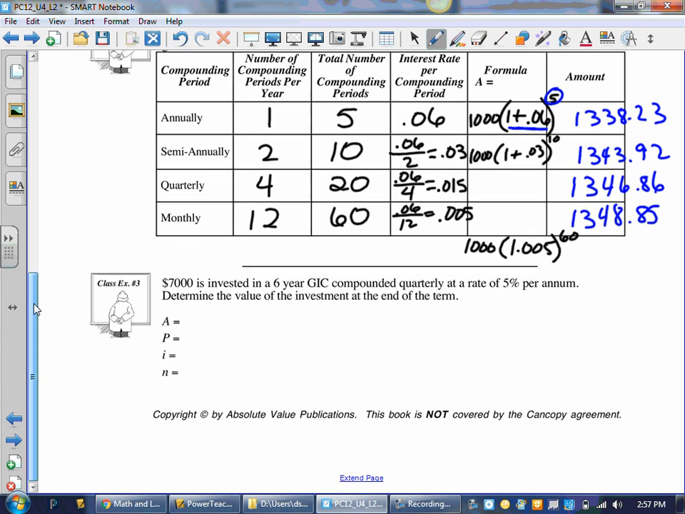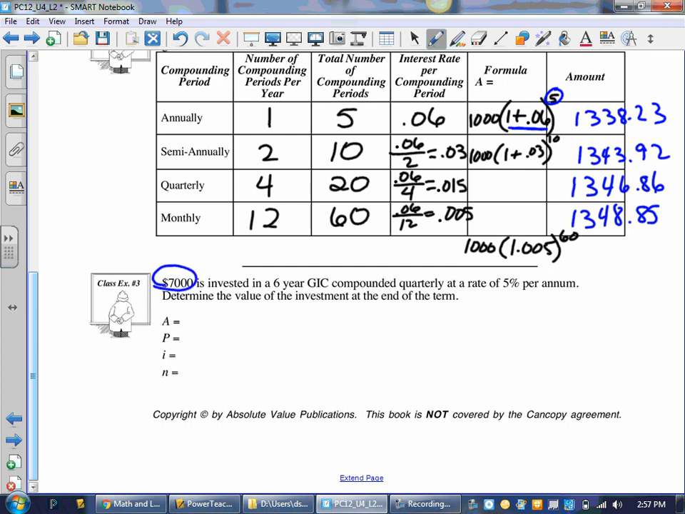Okay, let's do some examples. $7,000 is invested in a 6-year GIC compounded quarterly at a rate of 5%. GIC stands for Guaranteed Investment Certificate. That means the bank will guarantee you your interest. 5% is very high right now, you would come close to getting that guaranteed, but that's okay, we can do the question. To determine the value of the investment at the end. So they just want to know all this information.